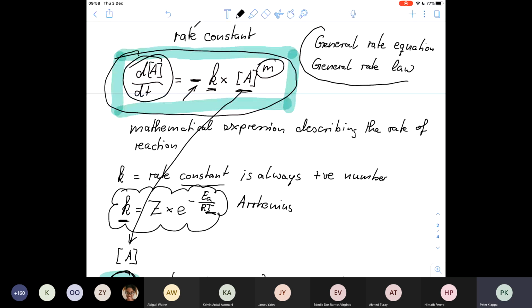And tomorrow I will show you what we actually can do, how we can find out this rate order and also the rate constant.